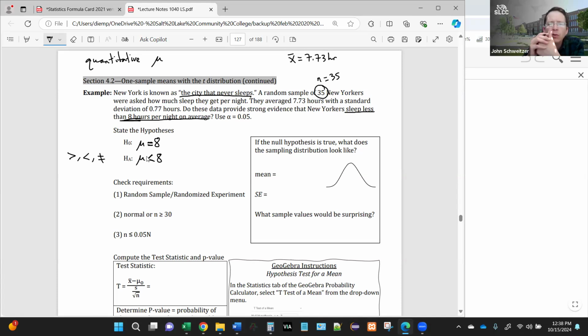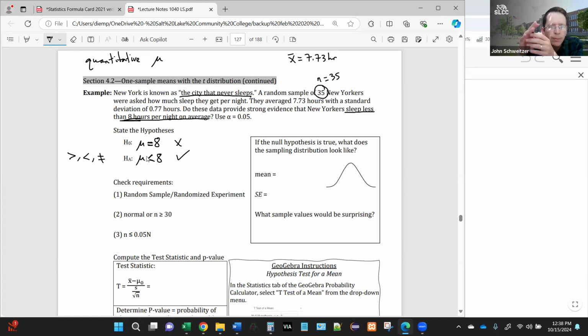Okay, so 7.73 is not equal to 8. It is indeed less than 8. But is it enough below 8 that we're convinced by X bar here? It's only about 0.2 hours below 8, so maybe we're not convinced. Or maybe you are, right? Well, how do you get convinced? You need a p-value, right? And to get the p-value, you need a distribution.